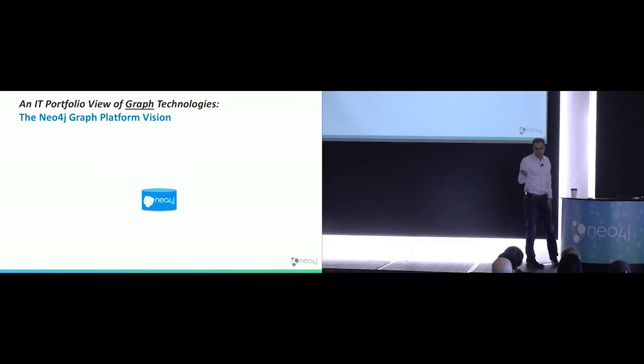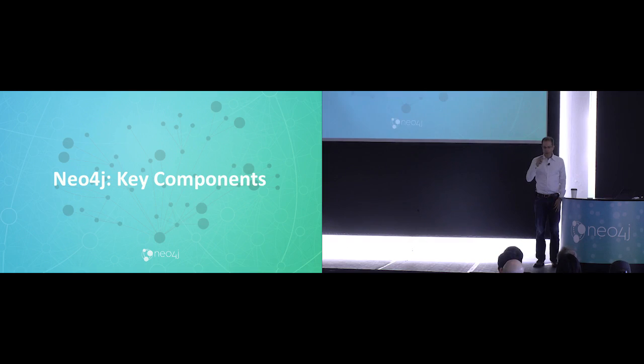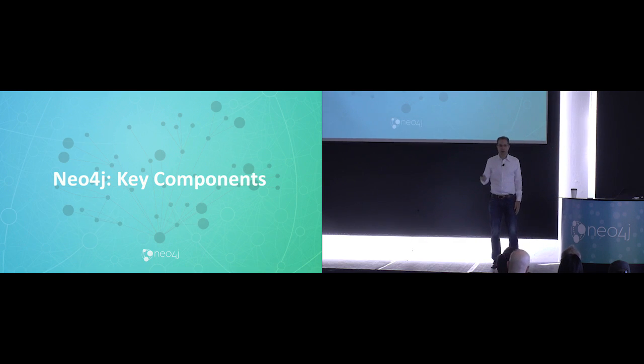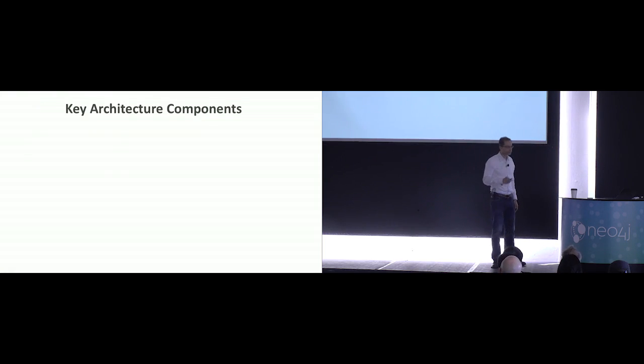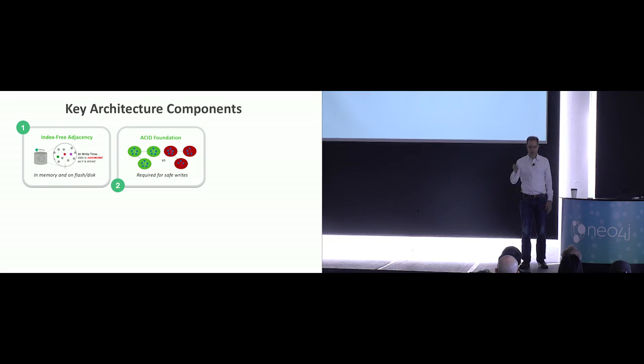That's the vision. At the heart of it is the database, which has been engineered primarily for graph transactions. And let's drill into that. What are the key components of Neo4j that make it unique? Architecture components: index-free adjacency. Index-free adjacency is about when the data is written, it's connected. And I do that once, and then every time I read it, I can take advantage of that.